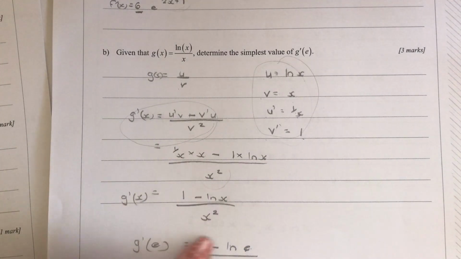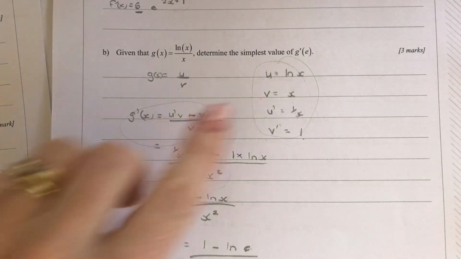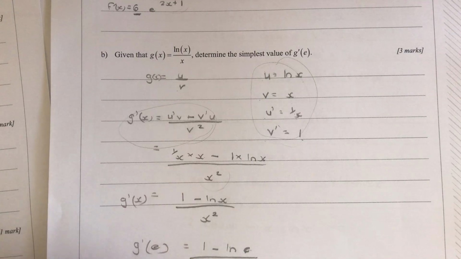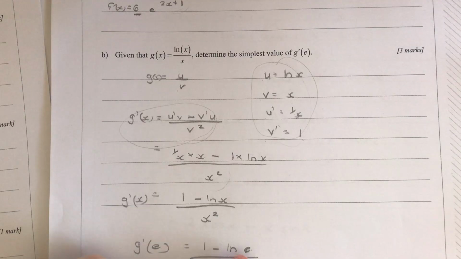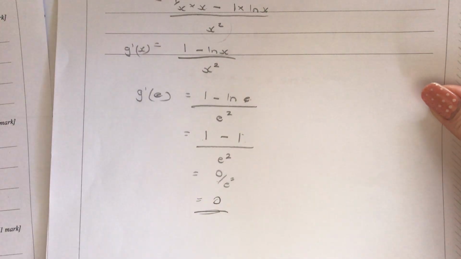I'll simplify that and get my 1 minus ln x on x squared. Then we're wanting the g of e. So now I'm going to tackle that part of it and substitute in an e wherever I see the x. So I've got 1 minus ln of e over e squared. You need to remember that ln of e is 1. So we can do 1 take 1 is 0 over e squared, which is just 0.